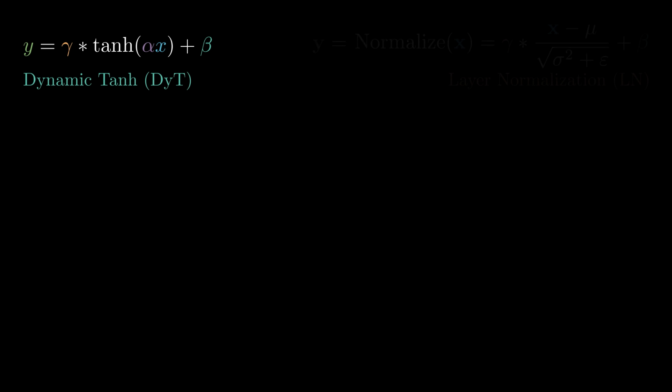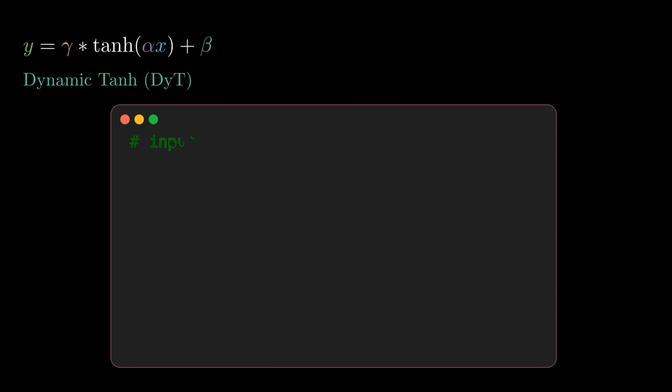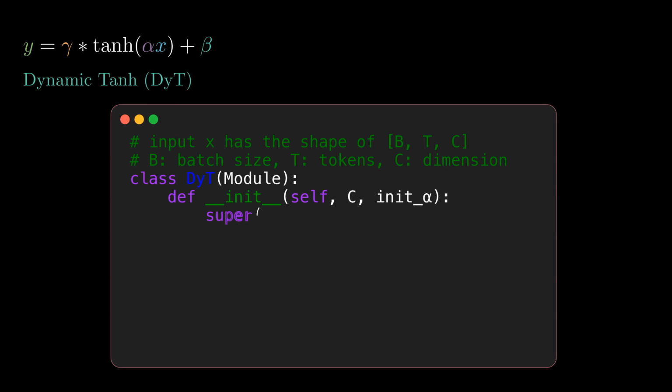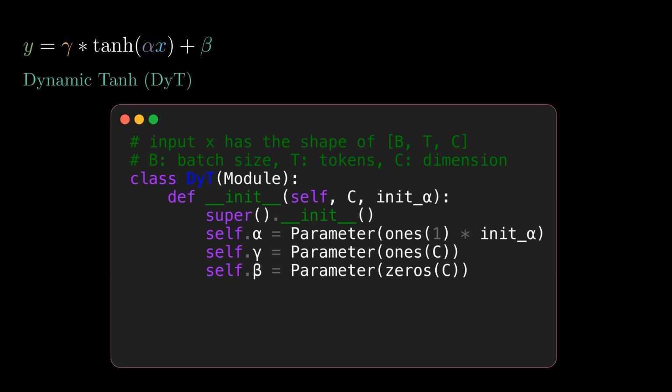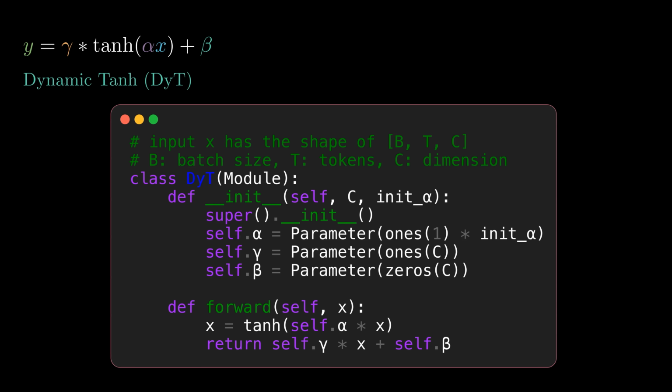Implementing DyT is straightforward. This layer receives an input tensor X with shape batch size B, sequence length T, and embedding dimension C. During initialization, we specify the learnable parameters, including alpha, which controls the slope of the tanh function, gamma for scaling, and beta for shifting. The forward pass of the layer applies the dynamic tanh transformation to its input, combining the learnable slope alpha, scaling gamma, and shifting beta parameters to produce the output. All of these operations are highly parallelizable and performed element-wise.